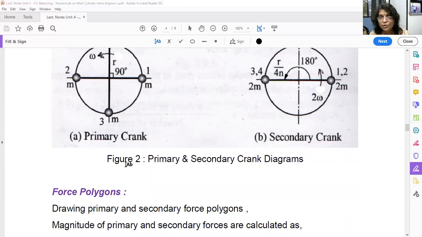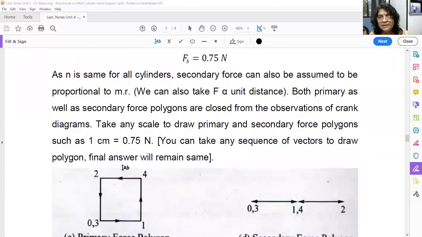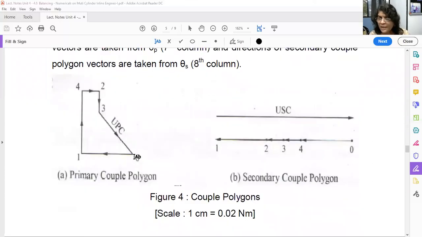Okay, so let us imagine here point O, and from 0 to 1, you have to draw a vector 0,1 towards left because your direction is negative. So we are drawing towards left. What is the magnitude? You can take the scale 1 centimeter is equal to 0.02 Newton meter. Okay, so 0 to 1.